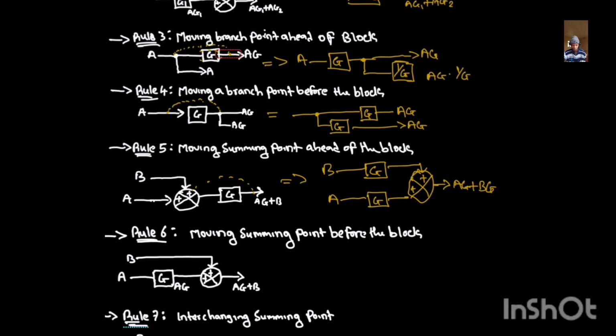So in rule number 6, moving summing point before the block. So moving summing point before the block, normally you have to now add what? Inverse of the actual gain. So now we want to move this point now. We want to move this point before the block. We want to move the summing point before the block. So what we are going to do is, the result we are going to have is B, 1 all over G.